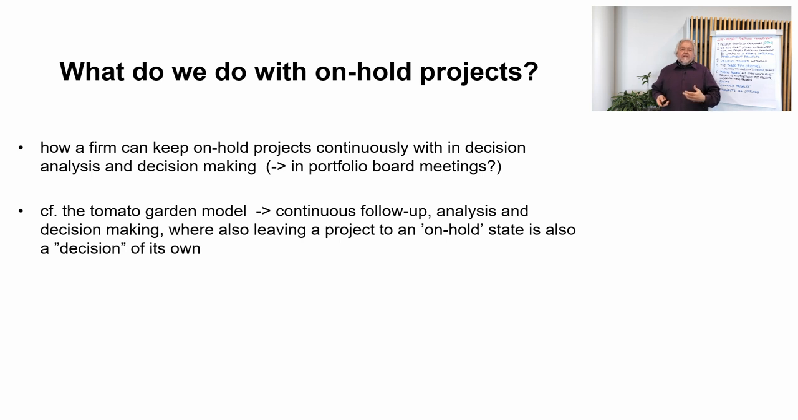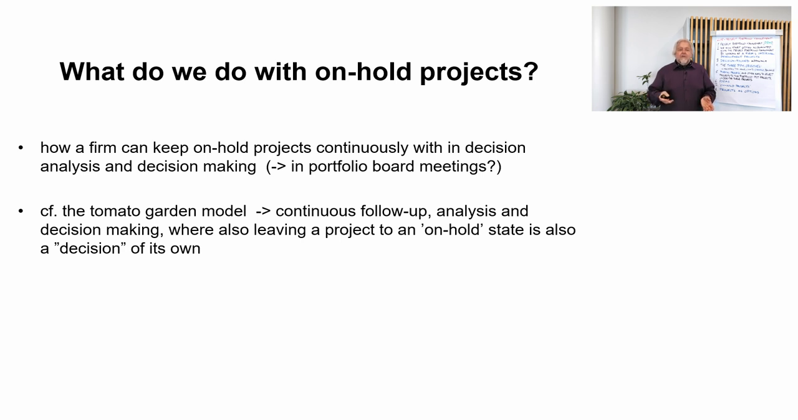I'm moving on to the next slide, which asks what we do with on-hold projects. The tomato garden regions are not necessarily on-hold projects, but they are somehow taken care of continuously, or decisions are made about not taking care of them. Still, on-hold projects don't have a very clear status. They might have an ambiguous status of whether we should continue or not, and when we should take the decision of taking them further or killing them for good.